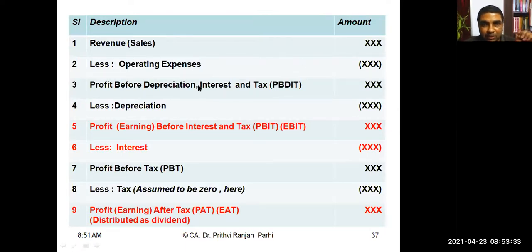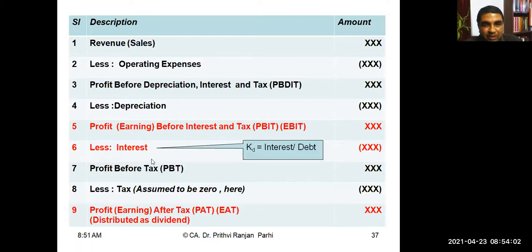Revenue less operating expenses, you get profit before depreciation, interest and tax. After depreciation, you get profit before interest and tax, PBIT or EBIT. Then minus interest, you get profit before tax. Then minus tax, you get profit after tax, or earnings.